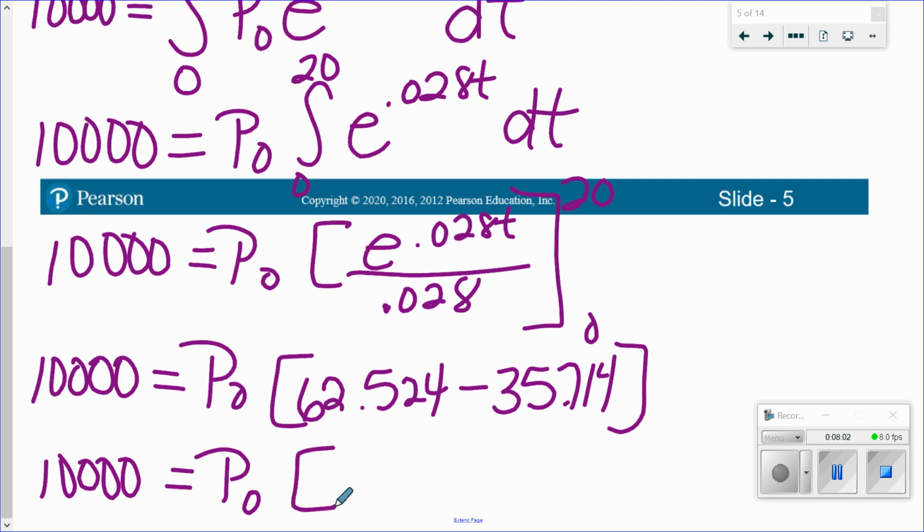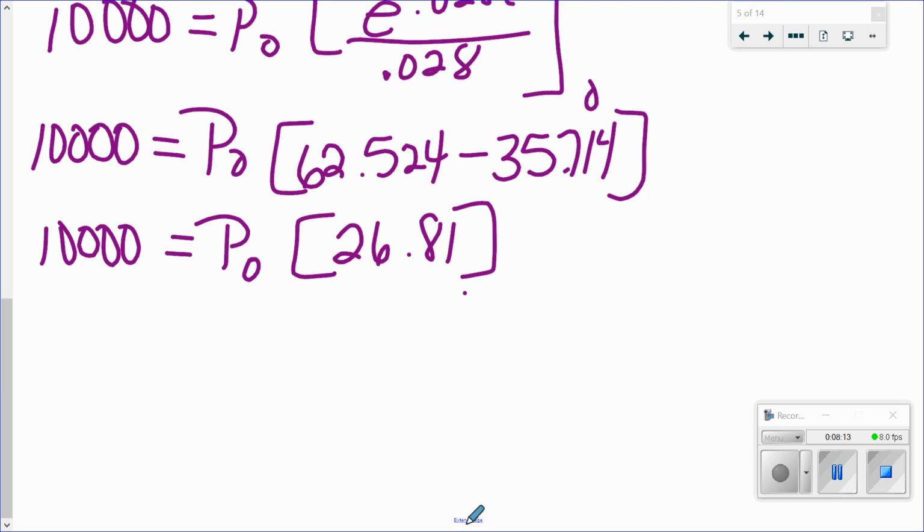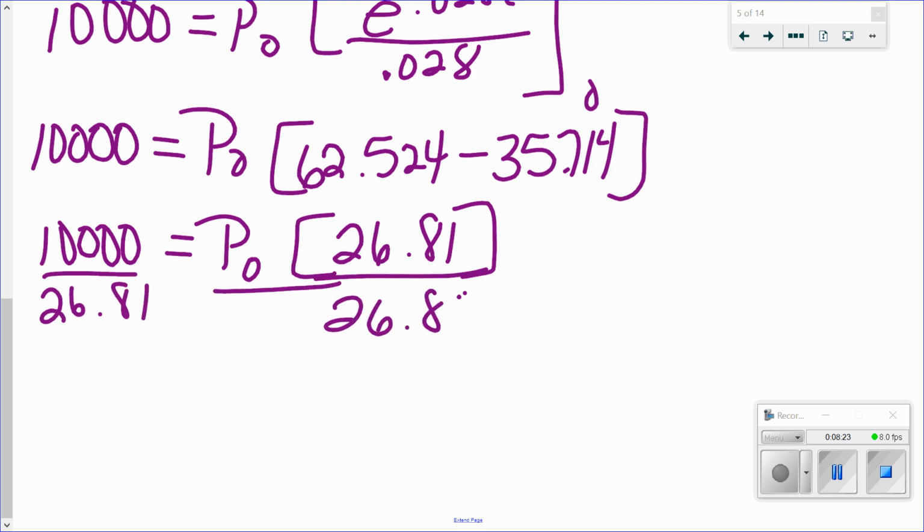Okay, and this is 26.81. So now what we have is just a number times P sub 0. Okay, and we can just divide that number off of both sides. 26.81, I can divide 10,000 by that. So let's do that, 26.81, that's going to divide off of that side. And 10,000 divided by 26.81 is $372.995. So we're going to go ahead and round that up to $373 is P sub 0.